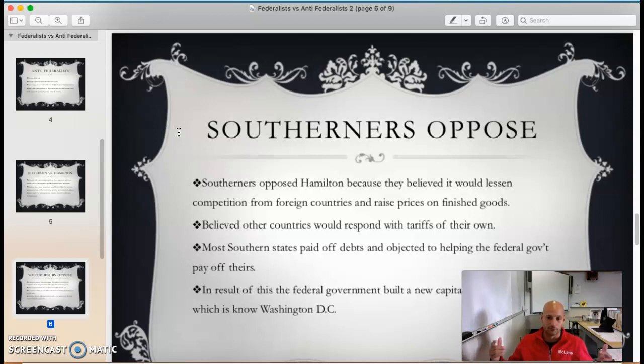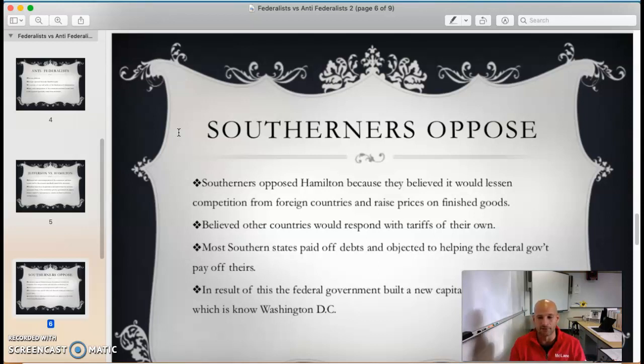the Anti-Federalists, Jefferson from Virginia, the South, a lot of these rich southern states were very wealthy as it was, and why should we try to help the North, okay, pay off, and the federal government pay off the debt that they're in from being under the Articles of Confederation? We still have this debt lingering.